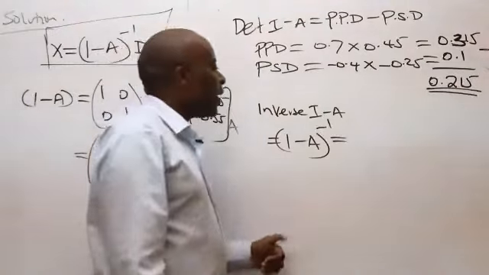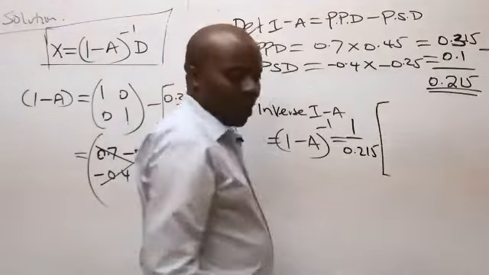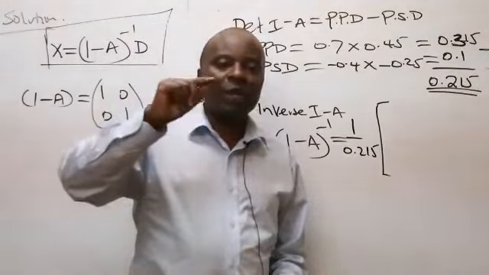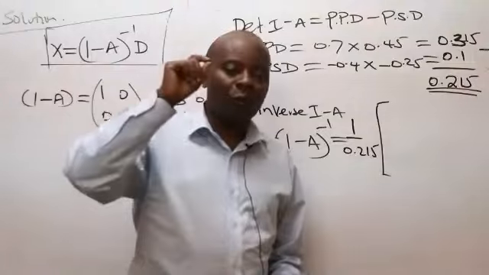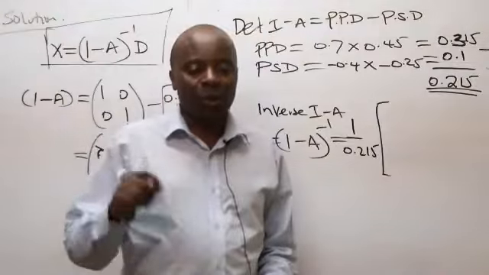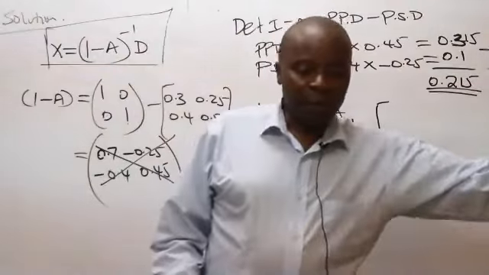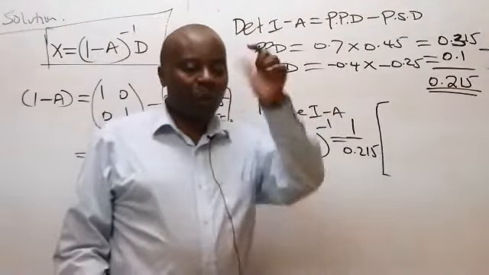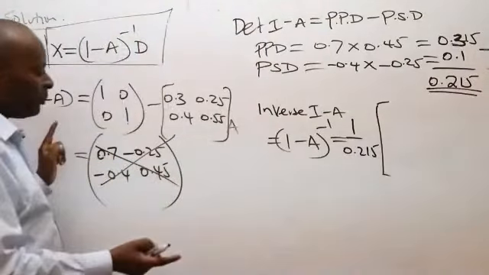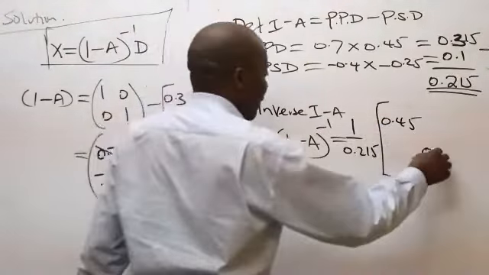So that means the inverse will be 1 over the determinant into, while inversing, what is it that we normally do for primary diagonal elements? We swap them. Thanks, Gertrude. Gertrude has watched that video. For the primary elements, we always swap the respective positions. So 0.45 goes up there, 0.7 goes down there.